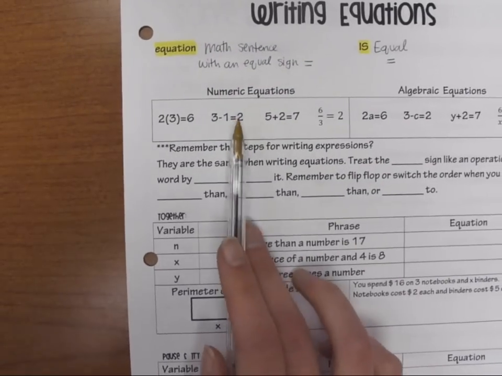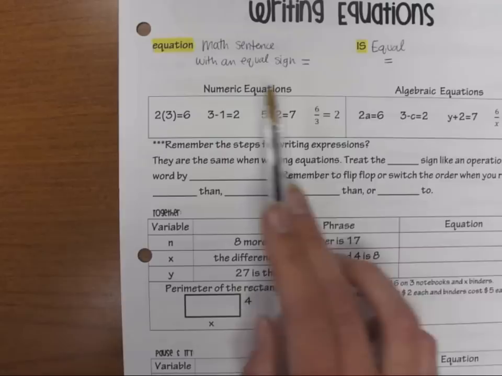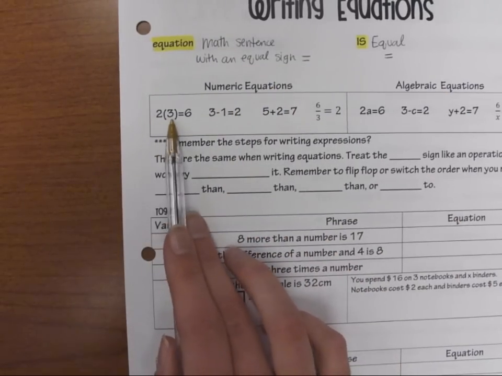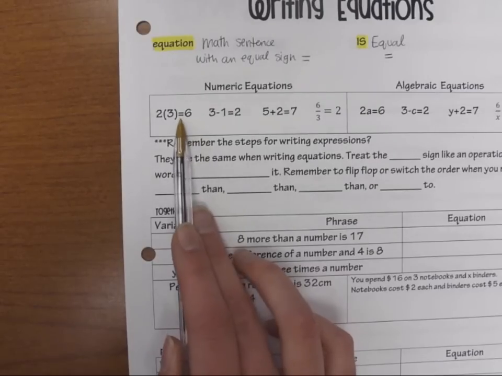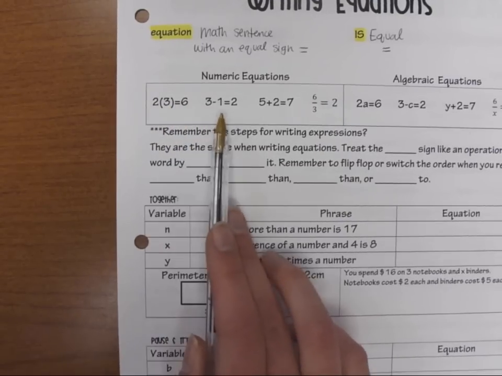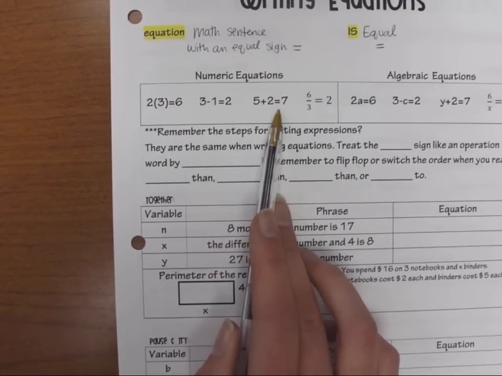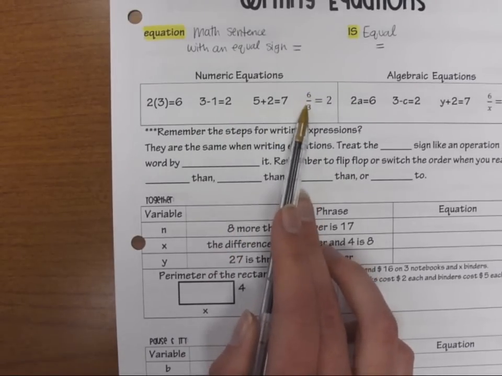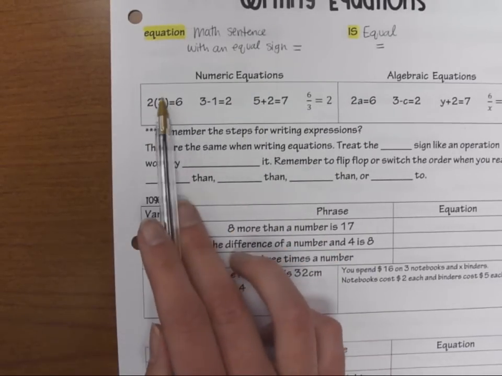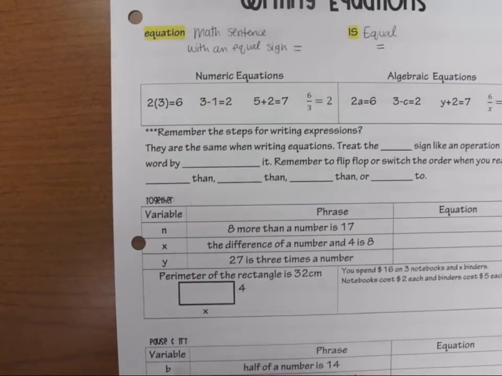Okay, so if we look at these right here, numeric equations. So remember we have numeric equations and expressions and algebraic ones. Numeric ones just have numbers. So right here, 2 times 3 is 6. See how I said is there? That's how that would read as a sentence. 2 times 3 is 6. 3 minus 1 is 2. 5 plus 2 is equal to 7. 6 divided by 3 is 2. We can see that these are all true statements. These sides are equal. 2 times 3 really is 6. 3 minus 1 is 2, and so on and so forth.